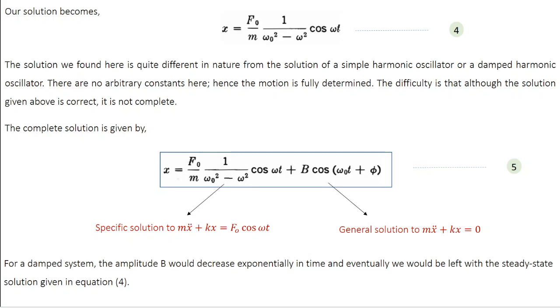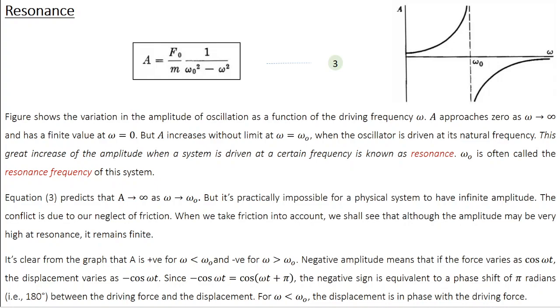Now let's discuss one of the important aspects of a forced oscillation or a driven oscillation. This is known as resonance. Now if you look at the coefficient in the solution, or the amplitude in the solution, amplitude A is given by f naught by m, 1 divided by omega naught square minus omega square. So let's plot amplitude A as a function of the driving frequency omega. So this is the graph.